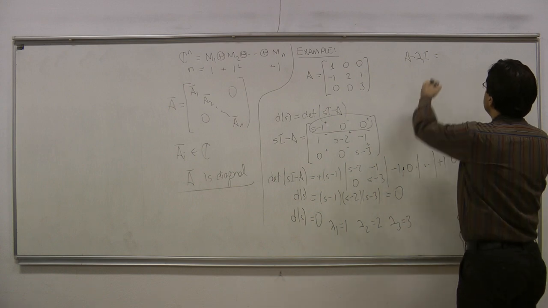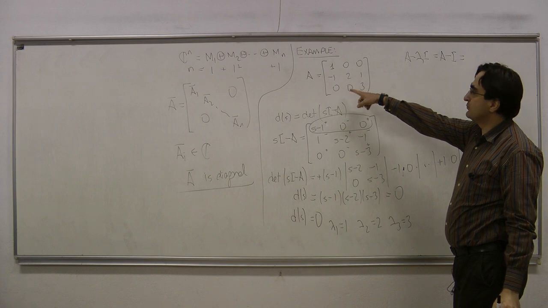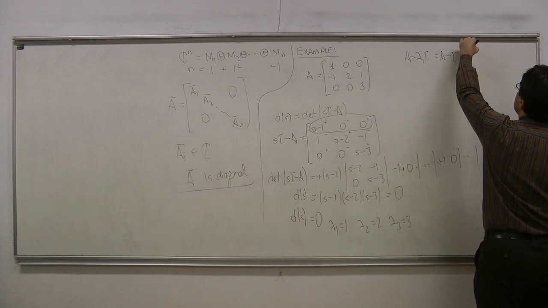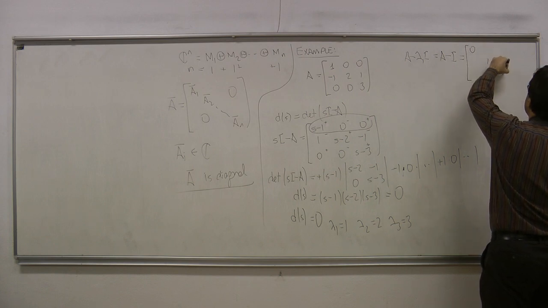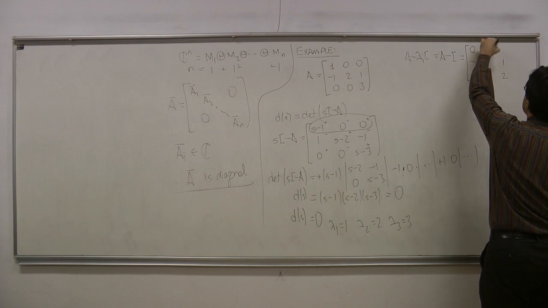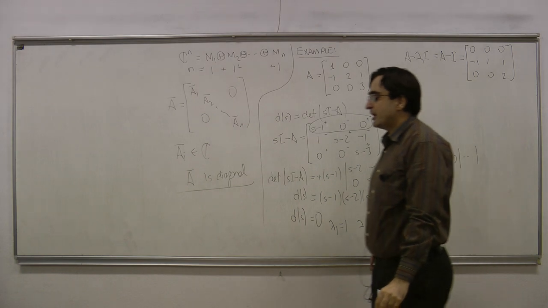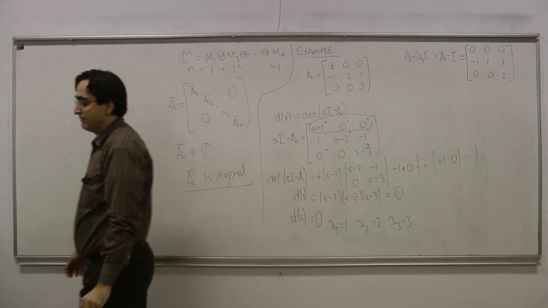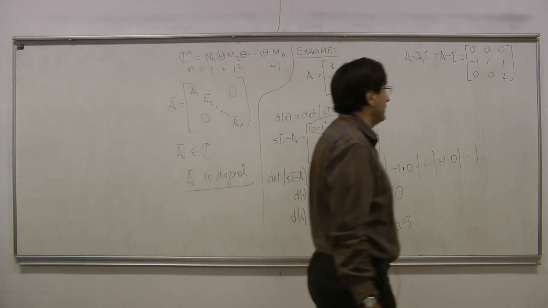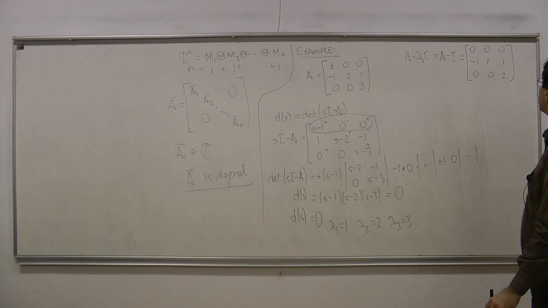Lambda 1 is 1, so this is A minus identity here. So I will subtract 1 from the diagonals of this matrix. And it is going to give me 0, 1, and 2 on the diagonals, and everywhere else it's going to be the same, 1, 0, 0, 0, 0. Okay? And in order to find the eigenvector of this matrix corresponding to the eigenvalue 1, I need to find a non-zero vector inside the null space of this matrix.